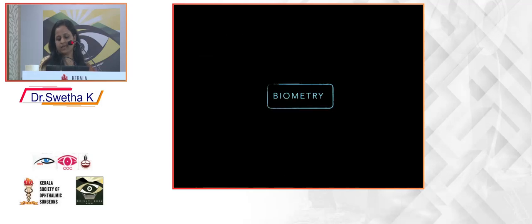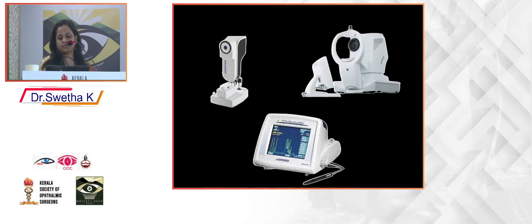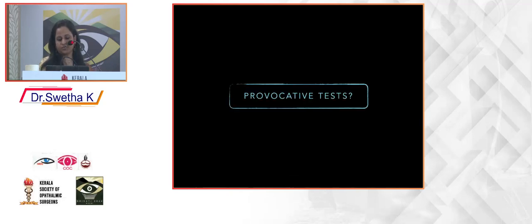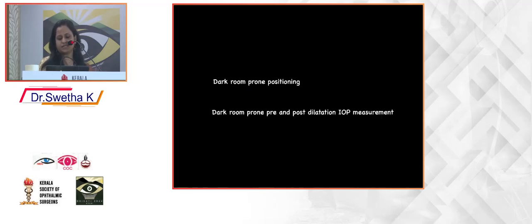So we can also use biometry. The importance of biometry is you can see the anterior chamber depth. It is said that if you have an anterior chamber depth which is less than 2.4 millimeter, there is more chance of getting an angle closure. And provocative tests, we know that we do not use these nowadays, like darkroom prone positioning and pre and post dilatation. Generally we do not do it.